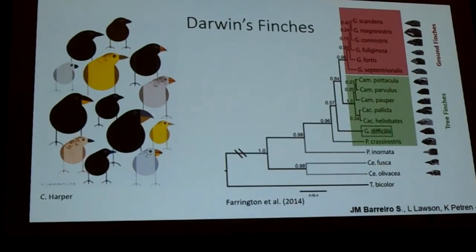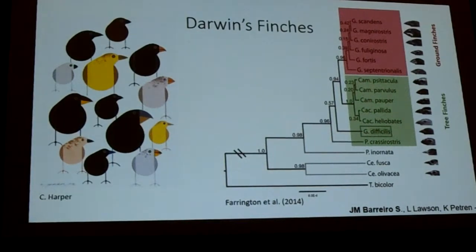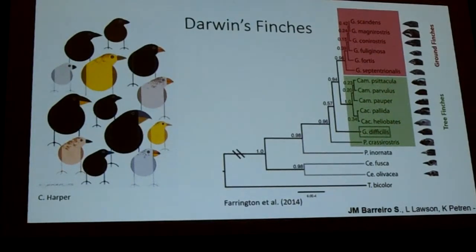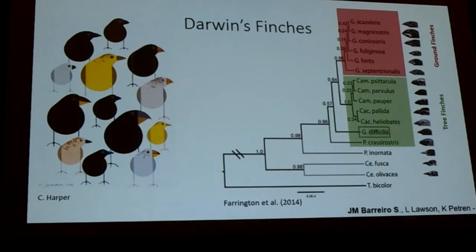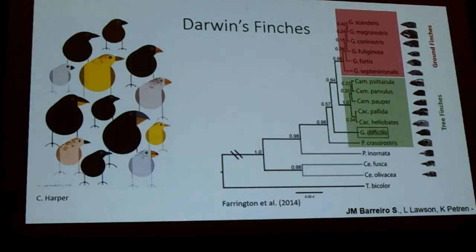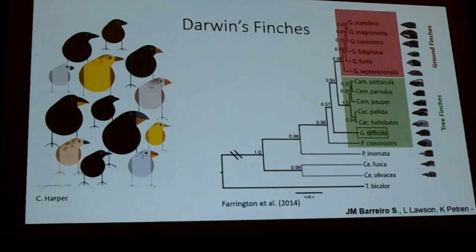The two groups that I'm going to be talking about today are the ground finches and the tree finches. There's another group that's more basal over there. Those are the warbler finches, but I'm not going to study those. So ground finches eat seeds. They use their beaks to crack them. Larger beaks crack larger seeds. And the tree finches are insectivores, and they also eat tiny bits of plants.